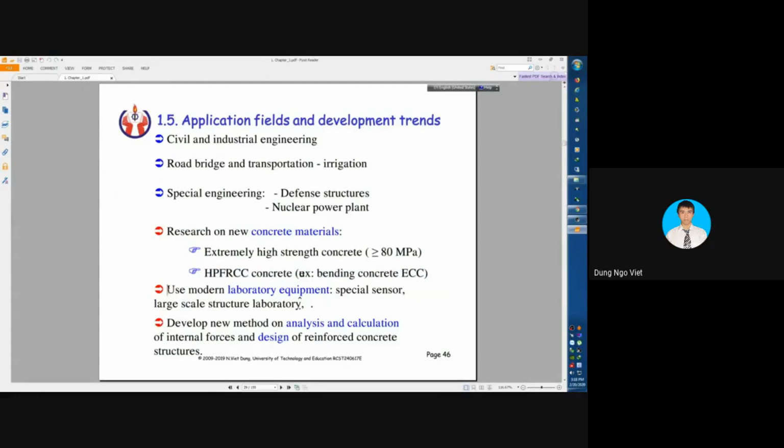And there are many modern laboratory equipment with special sensors, or large-scale structural laboratories, to do the experiments. And we develop new methods on analysis and calculation of internal forces and design of reinforced concrete structures. So here we have many development trends for the reinforced concrete structure. And here we have many application fields for the reinforced concrete structure.